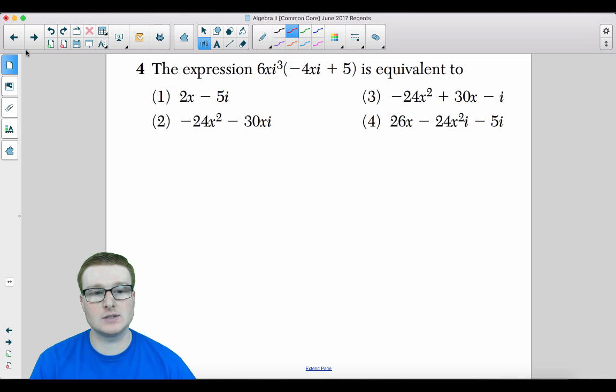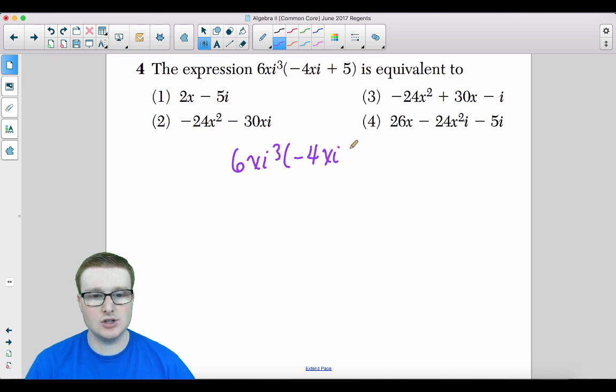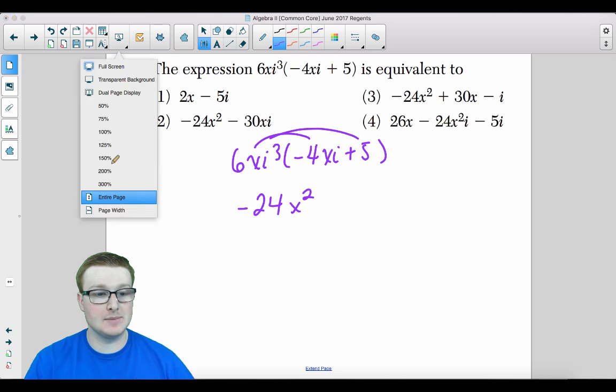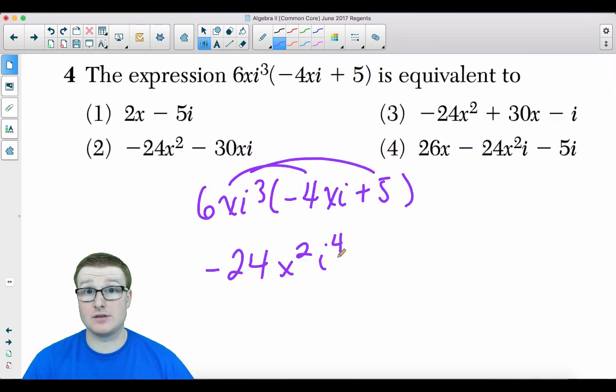Moving on to number 4, the expression 6xi to the third times negative 4xi plus 5 is equivalent to what? So all that you're going to do is take the 6xi to the third and distribute into your parentheses. Boom, boom. 6 times negative 4 is negative 24. x times x is x squared. i to the third times i is i to the fourth. Okay? And then 6xi to the third times 5 is plus 30xi to the third.